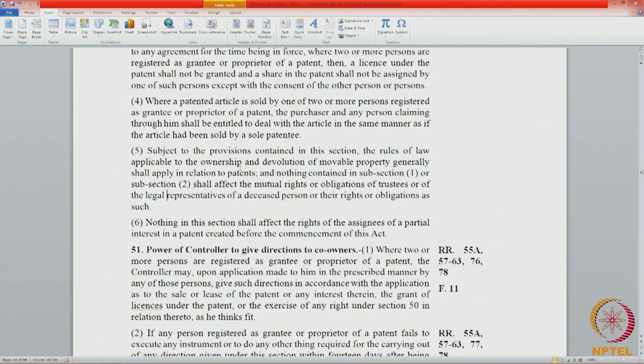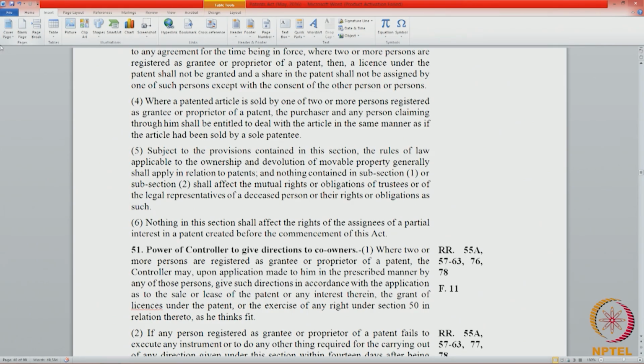In law, property can broadly be classified into two classes: immovable property like land and movable property like goods owned by a person. Patents are treated, or the ownership of patents is treated, like movable property, and we know that from this section.